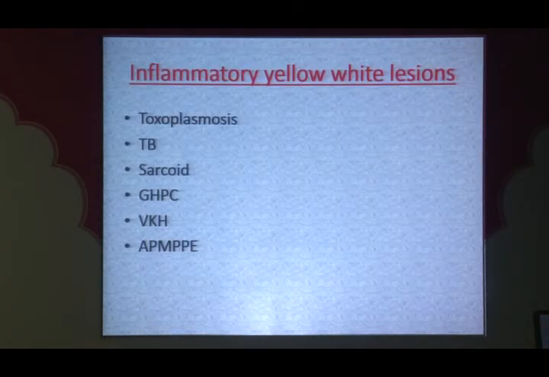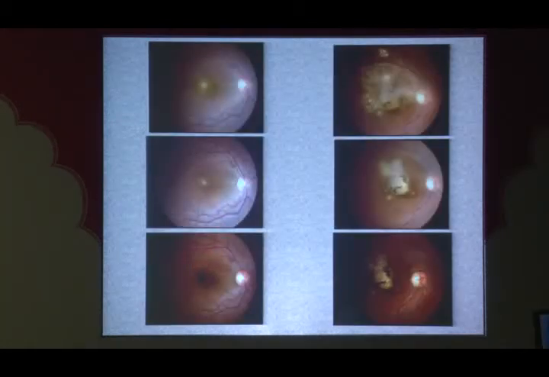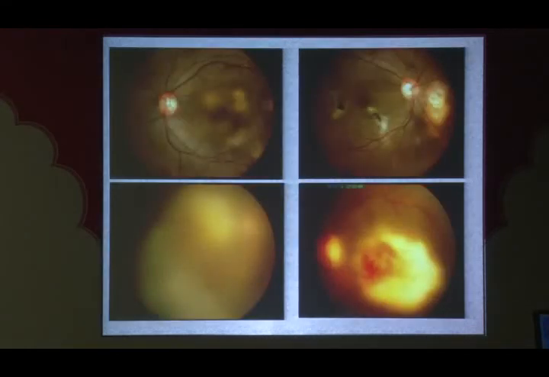Inflammatory yellow-white lesions, some of the commonest causes are listed over here. It can be associated with no other pigmented lesion in the fundus. It need not always be a satellite lesion adjacent to a pigmented lesion. These are two examples of toxoplasmic yellow-white lesions that are resolving with treatment.